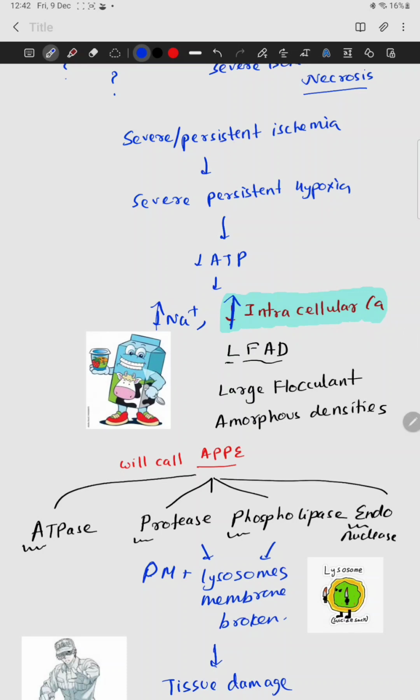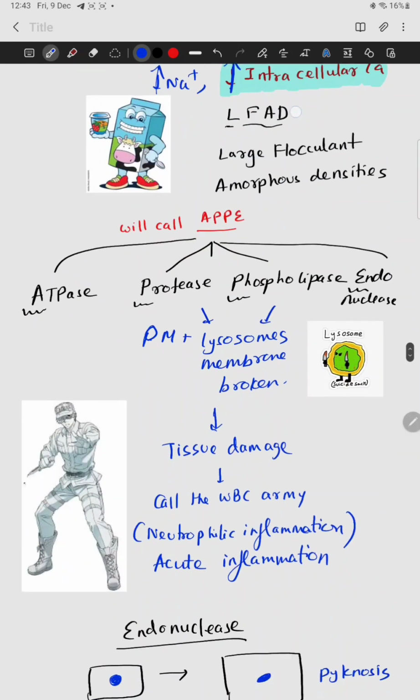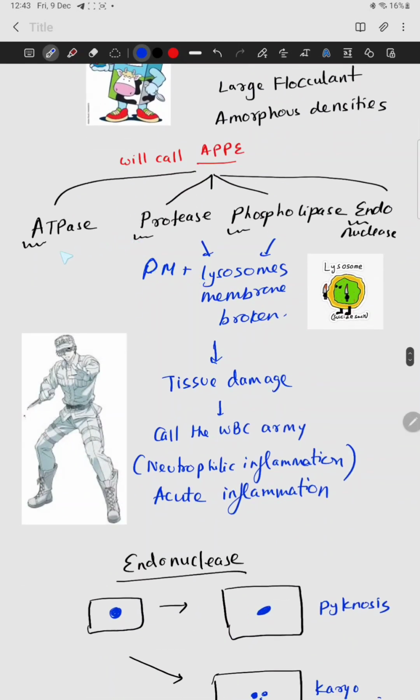This calcium is a large fat guy, not fat, remember it's fat, that is LFAD, because it is seen as large flocculent amorphous densities in the microscopy. Hence it is called LFAD. And what this guy will do, he'll call his father, which in Tamil is Appi. So what is this Appi? Appi is the enzymes which it activates, right? So it has ATPase, P for protease, one more P for phospholipase, and one more E for endonuclease inside the cell. We'll study that, right?